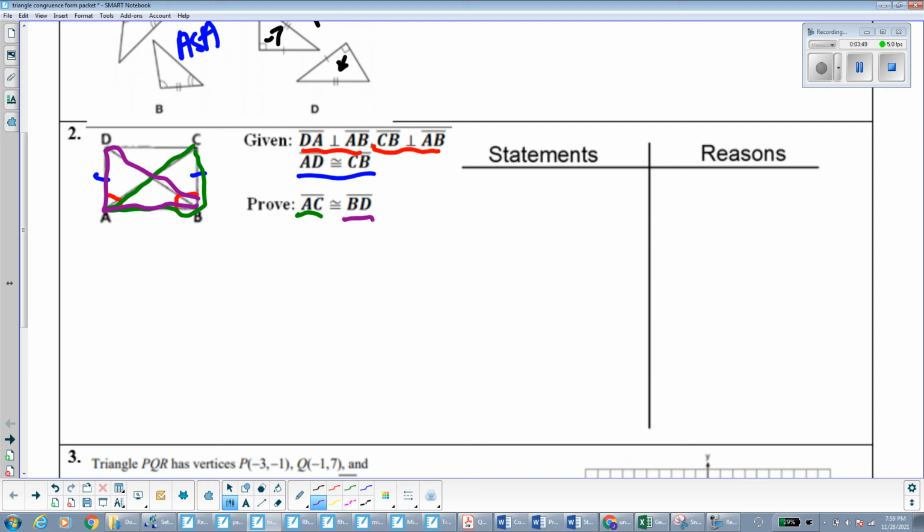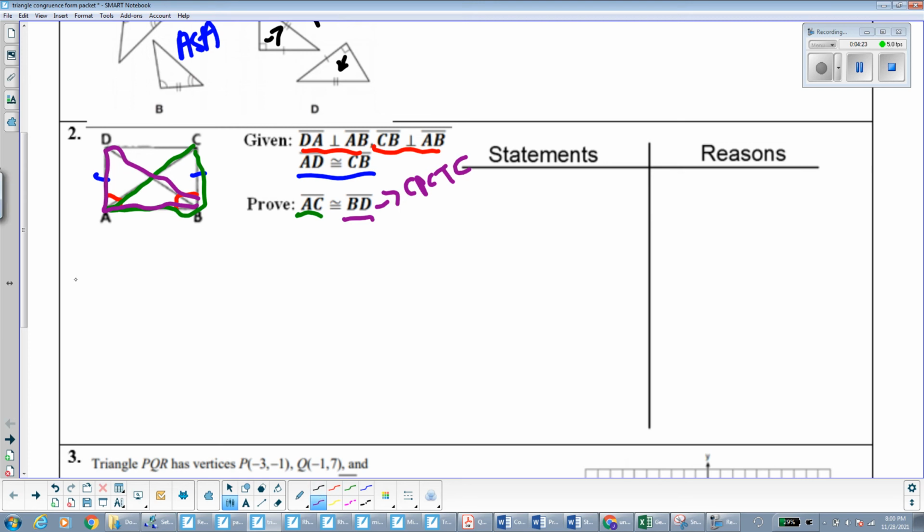So our plan is going to be to prove the purple and the green triangles congruent. Those are the triangles that we're interested in. And then after we prove them congruent, it'll be one more step of our proof to prove that AC is congruent to BD. AC and BD are sides of each of the two triangles. So once we know the triangles are congruent, we'll also know that AC and BD are congruent by CPCTC. Whenever two triangles are congruent, their corresponding sides or angles are also congruent. And that's what CPCTC means.